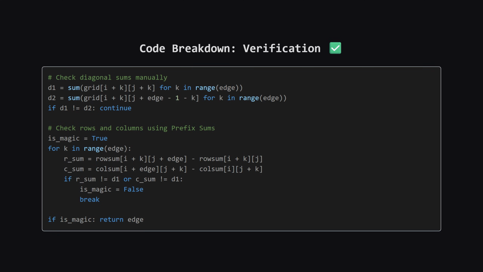Then, we check every row and column. Notice how we calculate our sum? We take the value at j plus edge, and subtract the value at j. This gives us the row sum in constant time. We do the same for columns. If any row or column doesn't match our target d1, we stop and move to the next position. If they all match, we've found our answer, so we return the current edge size immediately.